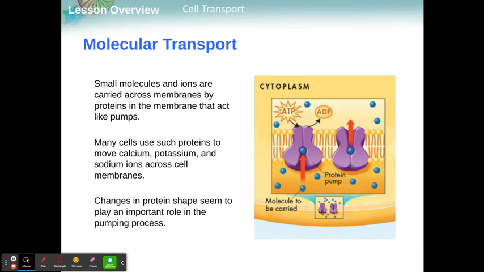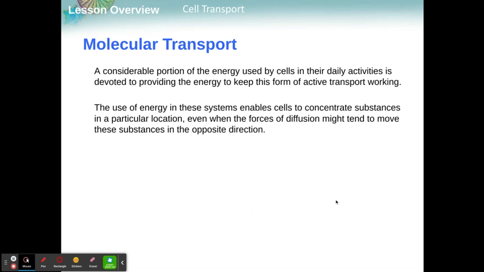So if we have a small molecule or ions, we have what's called molecular transport. So we have these transmembrane proteins, this purple structure right here, this protein pump. And with the use of energy, it can change shape and it can move materials into and out of the cell. So many cells use proteins to move calcium, potassium, and sodium ions across cell membranes. And they do this to help with many processes within the cell. We'll talk in a lot of detail about one of these transmembrane proteins when we go through cellular respiration and photosynthesis.